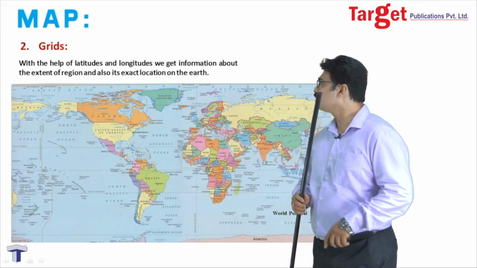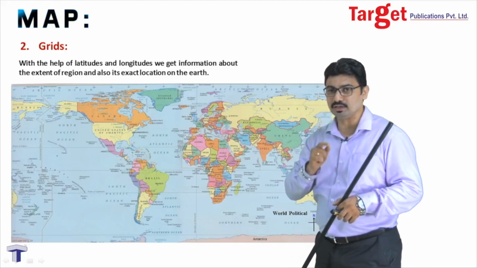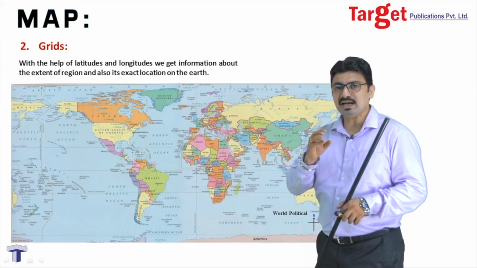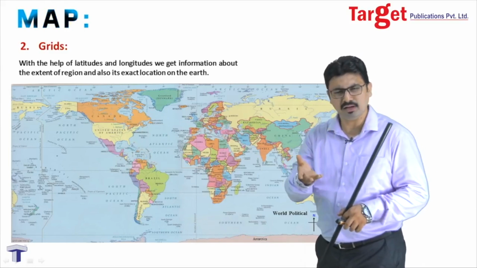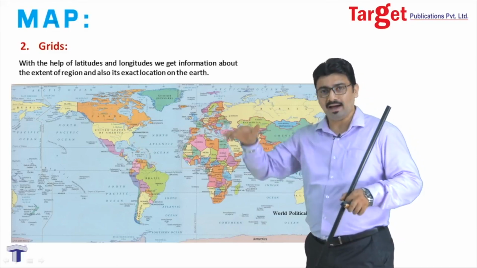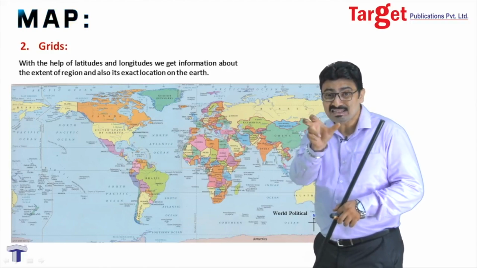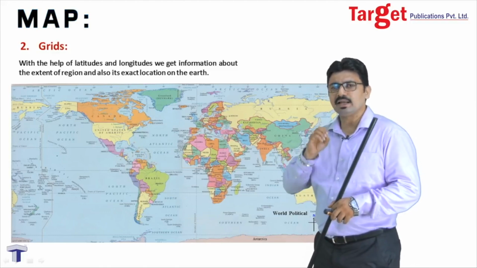Now, after direction, we also see the grids of latitudes and longitudes. As I mentioned, the grids are extremely important to understand the location of a given region or a place or a country with respect to the entire map, or to also understand the extent of the region. What do you mean by extent of a region?